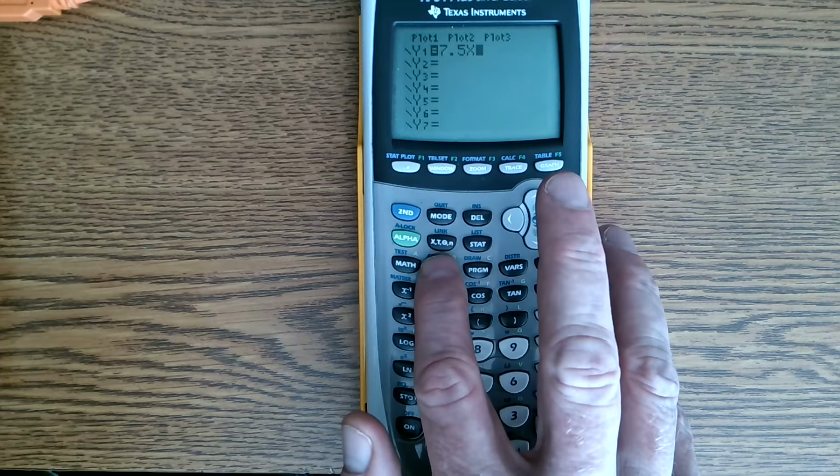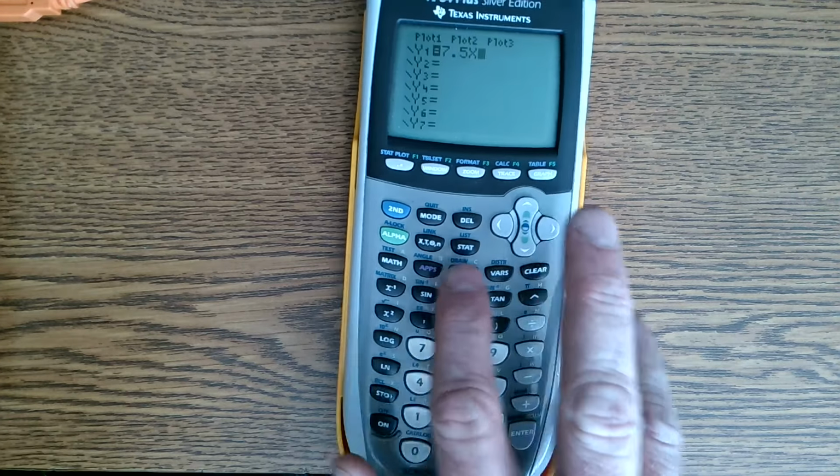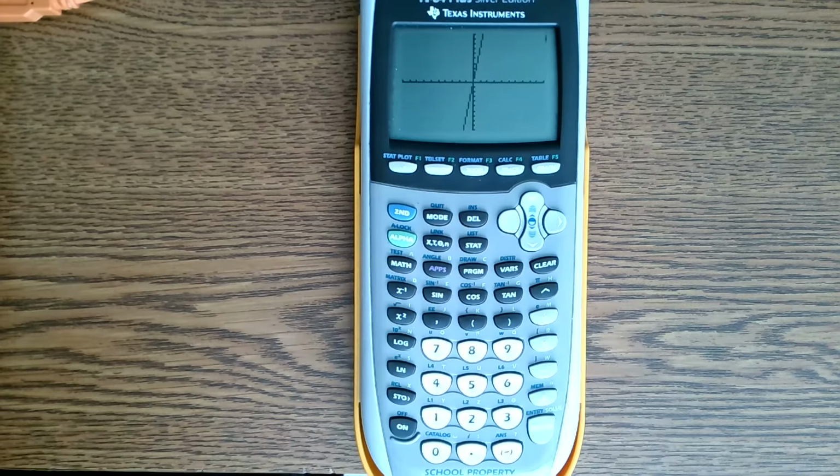Remember that the variable key is right here from previous tutorials. And once again, we hit graph, and we'll get that line.